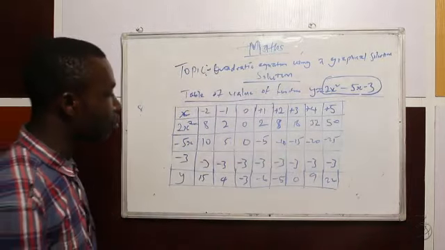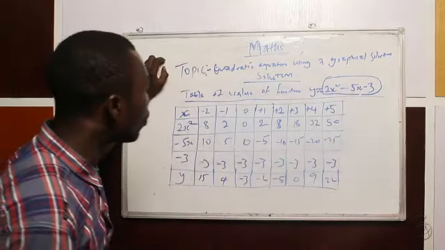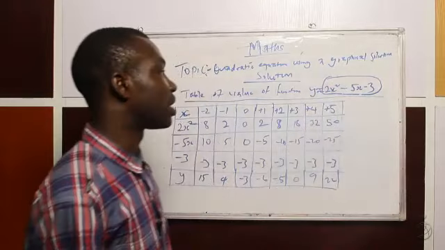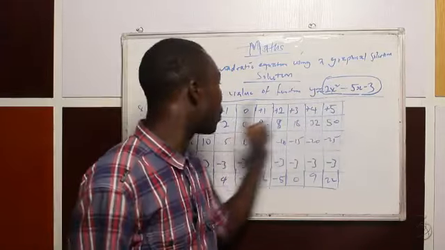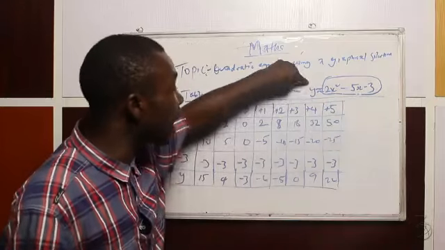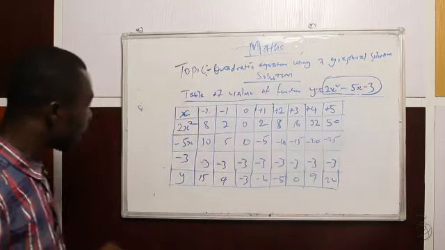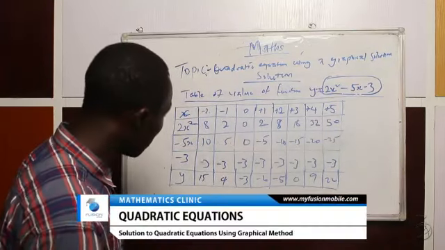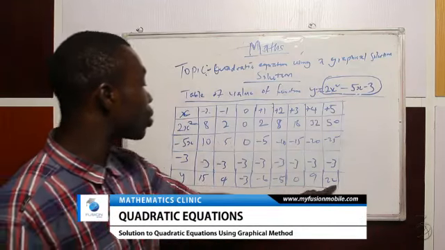The next thing we are going to do is plot our graph, because the table of values of the function y equals 2x squared minus 5x minus 3 has been given. The only thing we need to do is substitute our value of x in each of these columns to get the value of y, which is what we have gotten. Now, I want you to take note of 15 and 22.